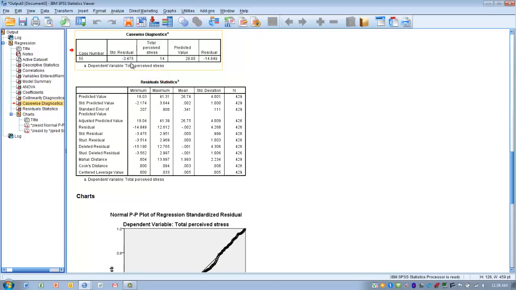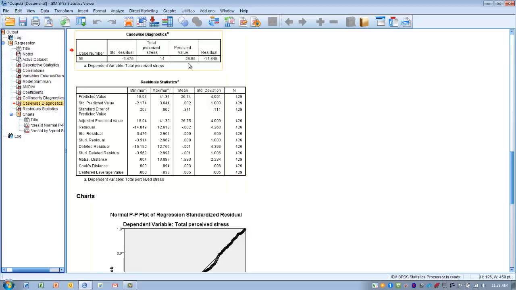As we look at the table, we can see that they have a total perceived stress score of 14, but our model predicted they would have a score of 28. So clearly our model did not predict this person's score very well. They're actually a lot less stressed than predicted. So that might be a problem.